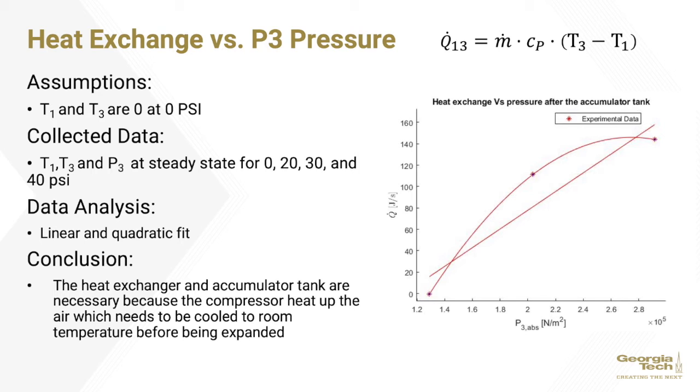While the quadratic fit may connect through more data points, the lack of data points suggests there may be an inaccurate fitting. In any case, the heat exchange clearly increases with P3 pressure before the vortex tube, and it can be concluded that both the accumulator and the heat exchanger are necessary, where the heat exchanger releases the added heat in the air from increased input pressure and motor speed, and the accumulator provides constant pressure at the P3 location.